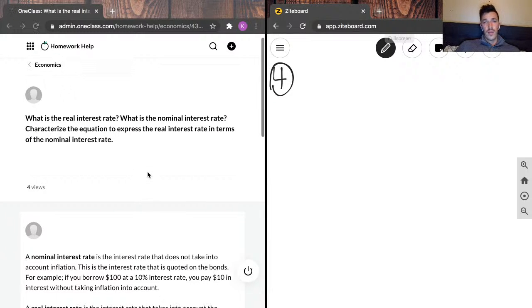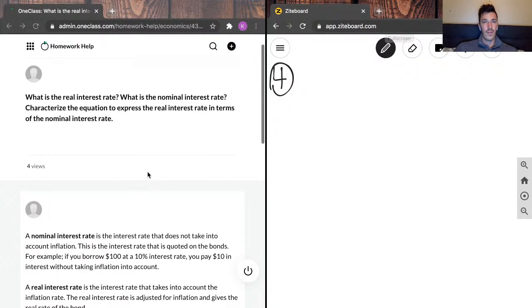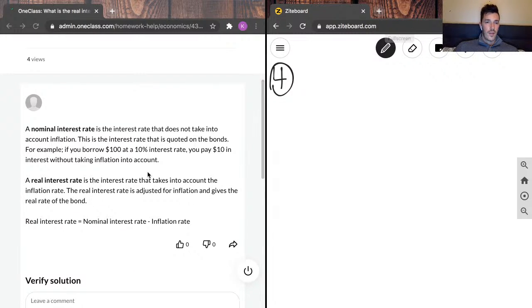Question 4 reads, what is the real interest rate? What is the nominal interest rate? Characterize the equation to express real interest rate in terms of the nominal interest rate. So our Junior Tutor's got it down pat.